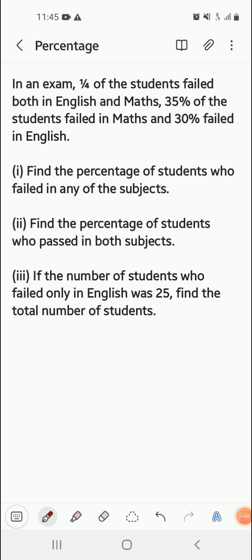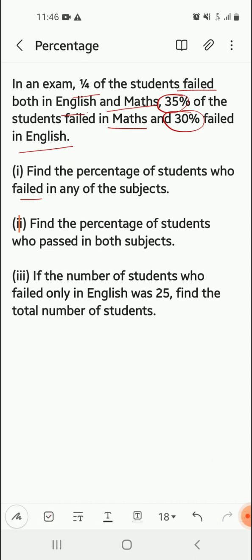Today's topic is percentage. So we're going to solve this problem. It's given in an examination. In an exam, 1/4 of the students failed both in English and in maths. Particularly, 35% of the students failed in maths and 30% failed in English. So we are asked to find the percentage of students who failed in any of the subjects, that is, at least one.